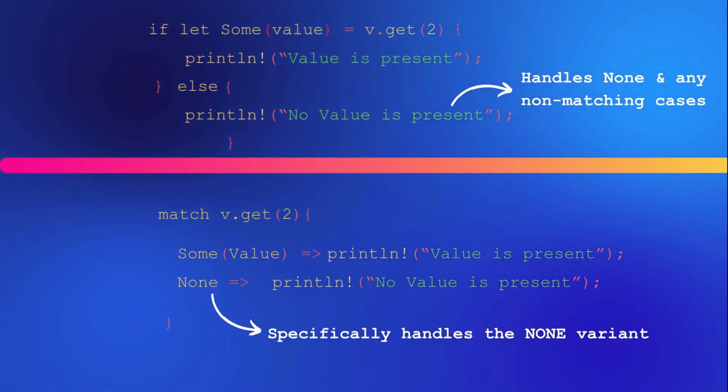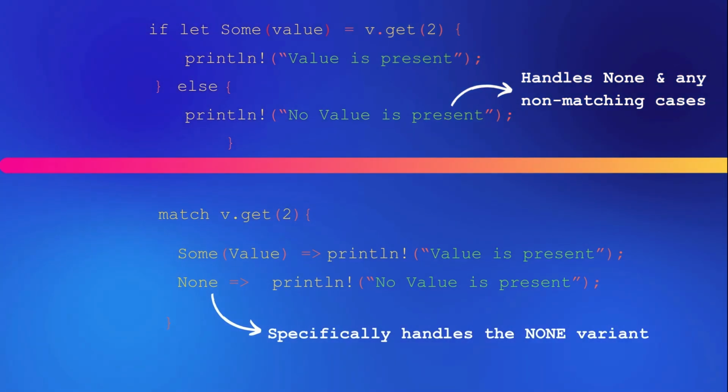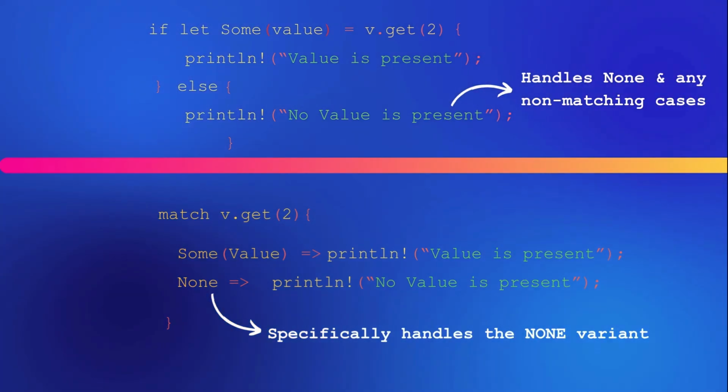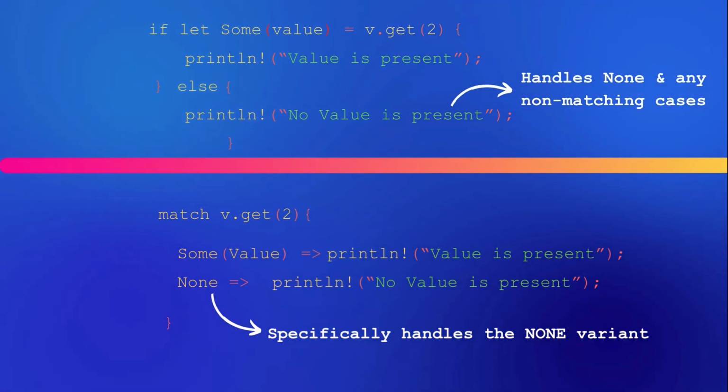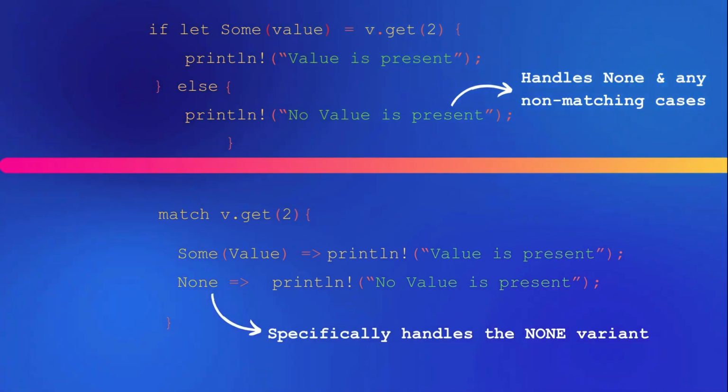There was just an else block where the none comes, or any other condition comes, that else block would have got printed out. So that's one difference we need to keep in mind.